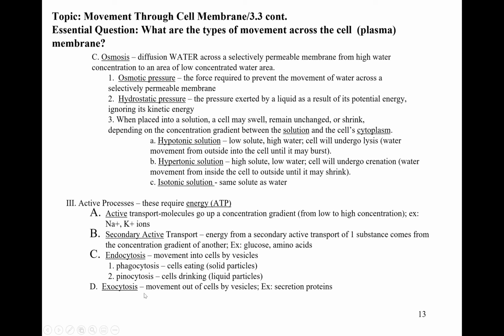If you're trying to get something out of the cell that's requiring extra energy to get rid of, even though it would naturally want to stay there, that's called exocytosis. Exo means to the outside. Cyto means cell. So movement out of the cells, and these involve vesicles as well. We looked at what vesicles were in the previous videos.